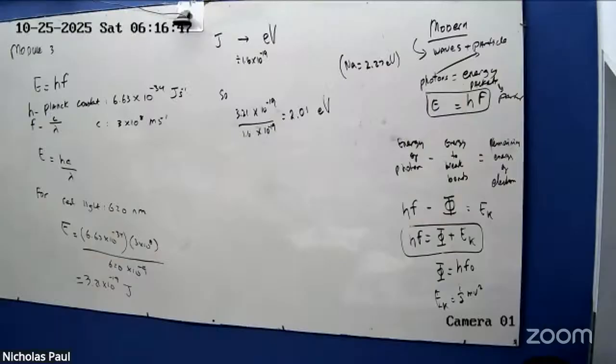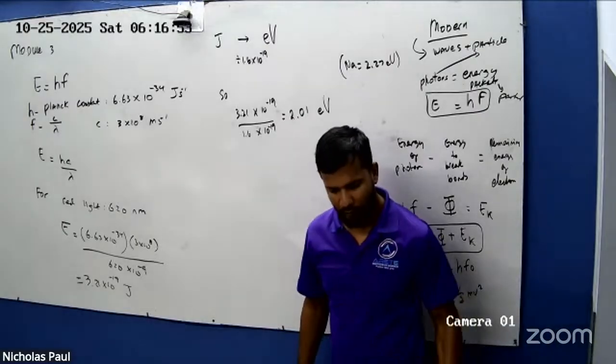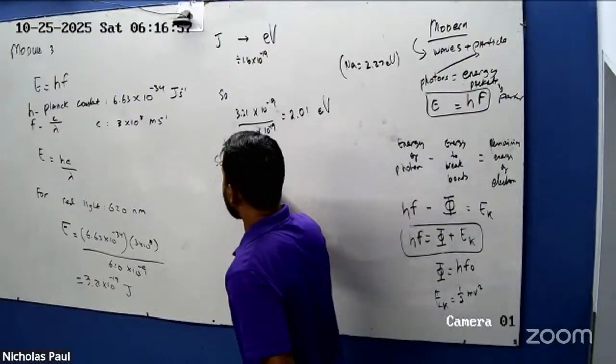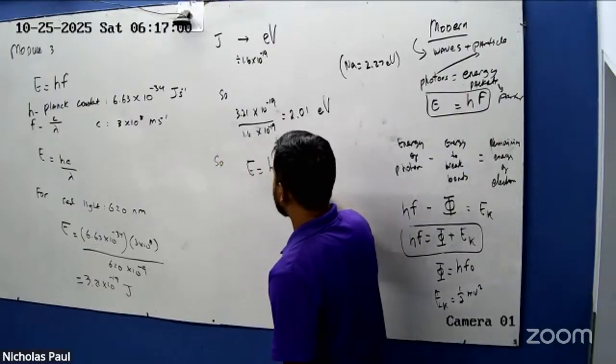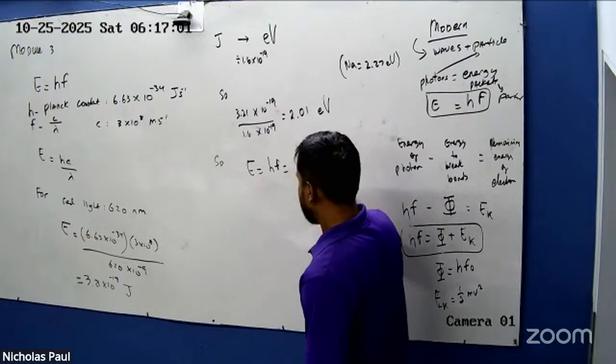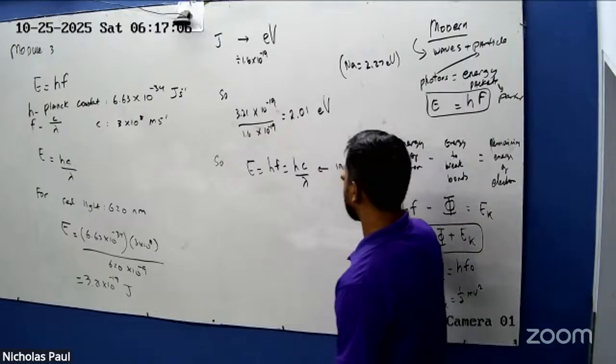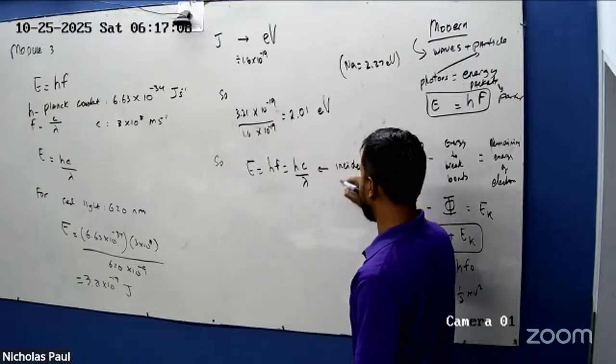All right, actually, before we do that, I just want to give you two more small things. What did you say earlier? So we learned that E is equal to hf, and E is also equal to hc on lambda. This is for incident radiation.